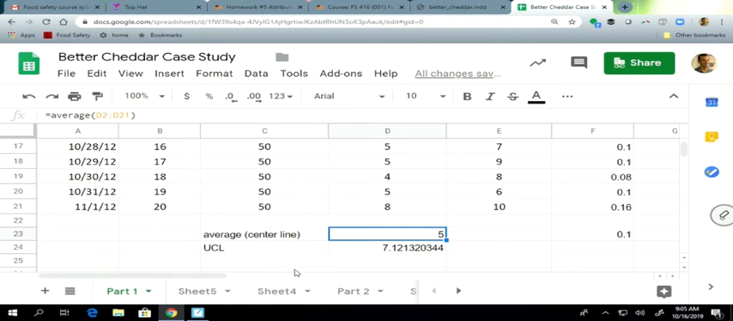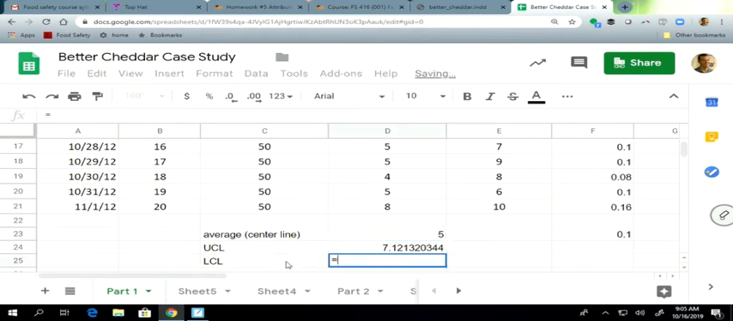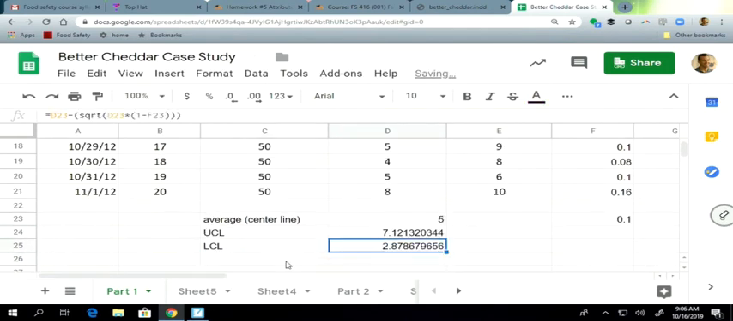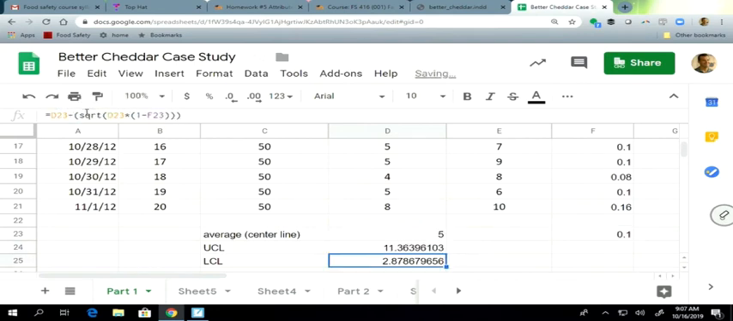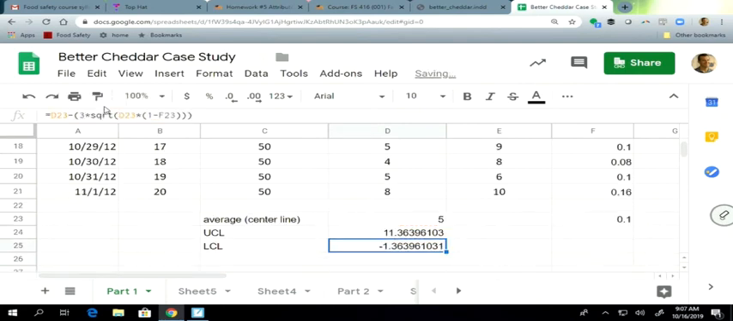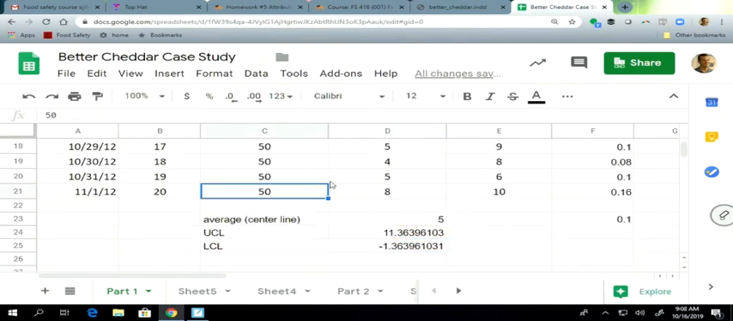Okay. And then for the lower control limit, same thing, except we're going to subtract. It'll be NP minus square root of NP times 1 minus P. That gives 2.87. Oh, shoot. You know what? We forgot to put the 3 in front of the square root. Aha. There we go. Okay, here's a good lesson.